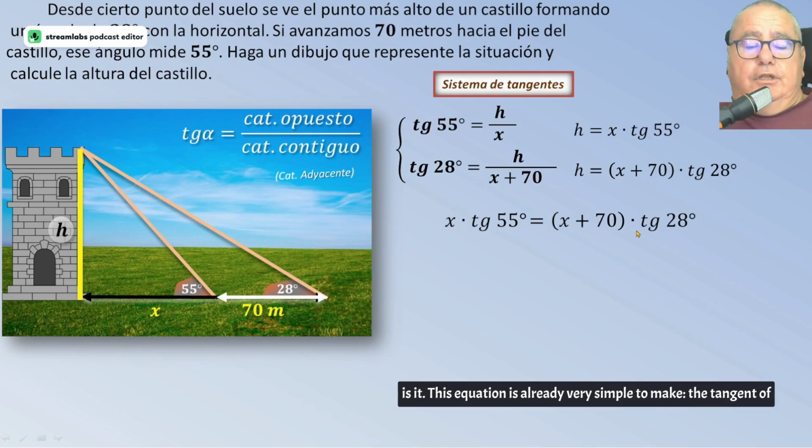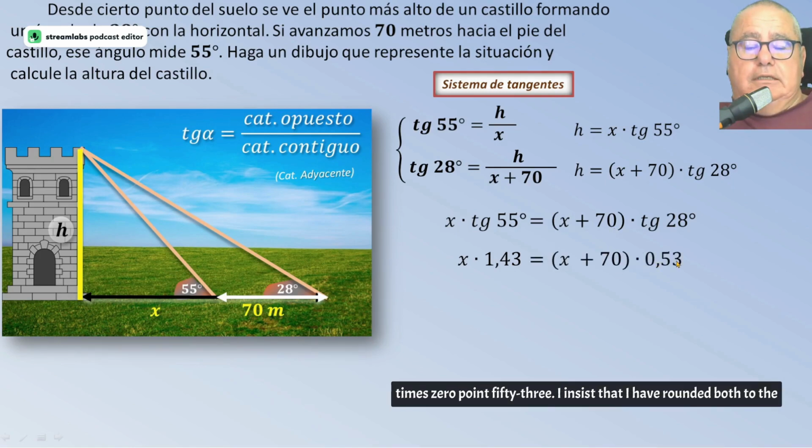This equation is already very simple to solve. The tangent of 55 and the tangent of 28 I have solved with the calculator, and I have rounded them to the nearest hundredth. So here we are going to have x times 1.43 equal to x plus 70 times 0.53. I insist that I have rounded both to the hundredths. We continue operating: x times 1.43 is evidently 1.43x, and 0.53 times x is 0.53x, and 0.53 times 70 remains. Well, now we have removed the parentheses.